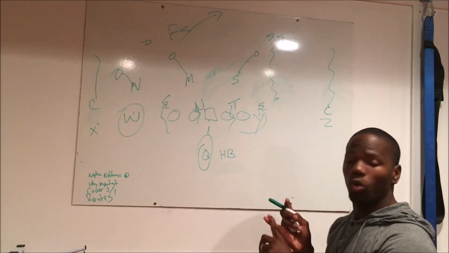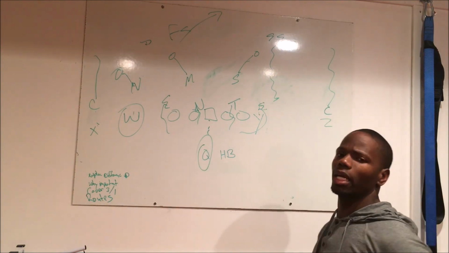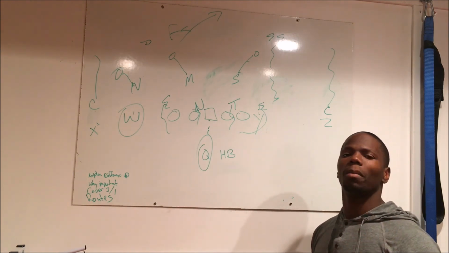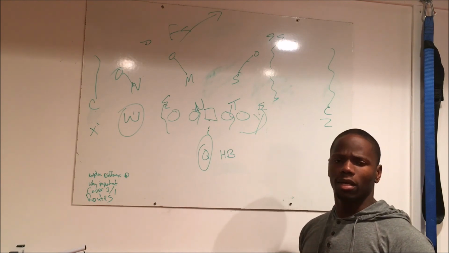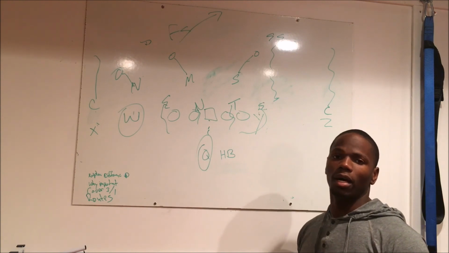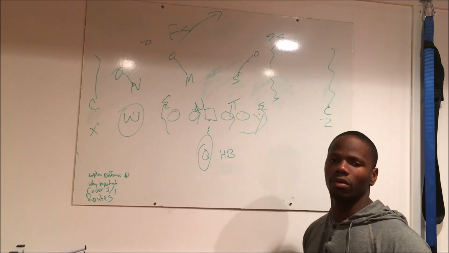Remember what I said: 1 safety, 2 safeties, 3 safeties, 4 safeties. In the next video, we'll talk about cover 1 and different things that you can do against cover 1, and how you kind of defend against that. Cover 1 is self-explanatory. You play man-to-man, but we'll get into that on the next video.